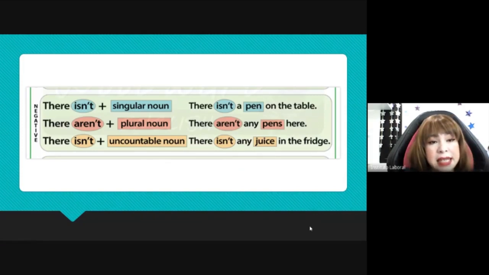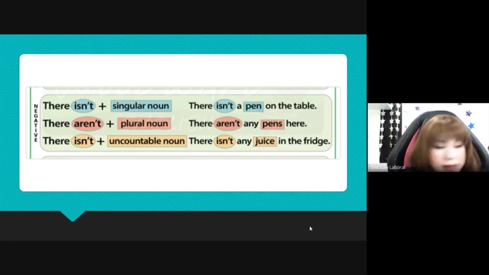There isn't plus singular noun for the negative form. There aren't plus plural nouns, and there isn't for uncountable nouns. So we have some examples here. There isn't a pen on the table. The pen doesn't exist. There aren't any pens here. Pens is a plural noun, so we use the plural form of the verb be plus the contraction of not. There aren't any pens here.